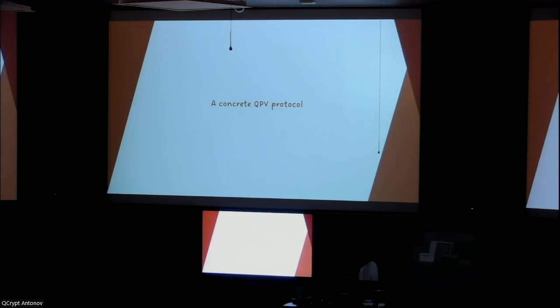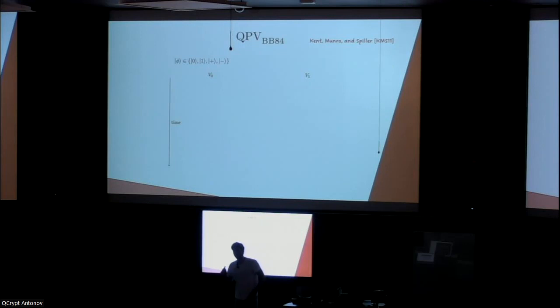I guess lots of you are already familiar with the BB84 QKD protocol. Based on these ideas, I'm going to show you a quantum position verification protocol. Assume the following setup: the verifier V0 picks at random one BB84 state, either 0, 1, plus, or minus, and sends it to the prover. From the other side, the prover receives in which basis he or she has to measure. The prover measures the qubit in that basis and broadcasts the outcome.